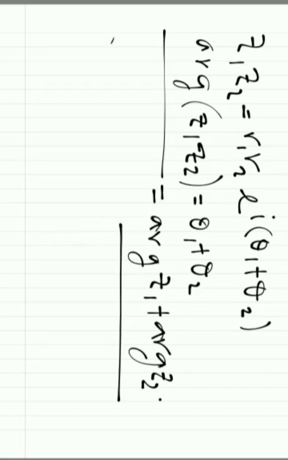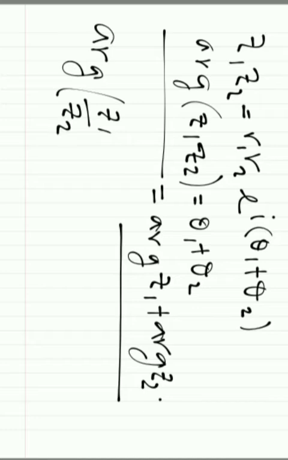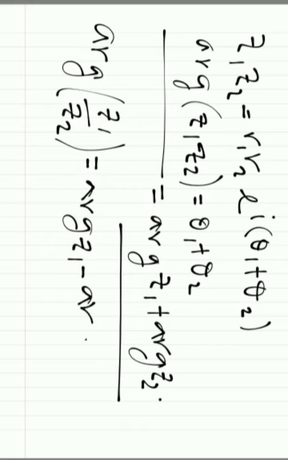In the same way, you see, we can also write argument z1 by z2 is argument z1 minus argument z2, because when we are dividing, the exponential becomes subtracted. So for that we are getting this. So this is the thing that says the multiplications are some kind of rotations.